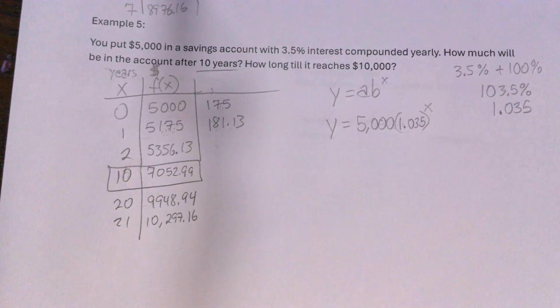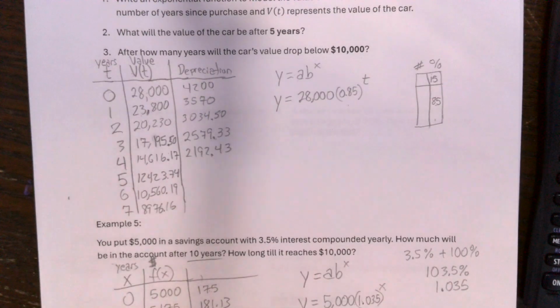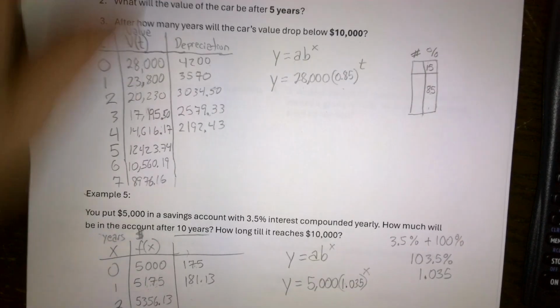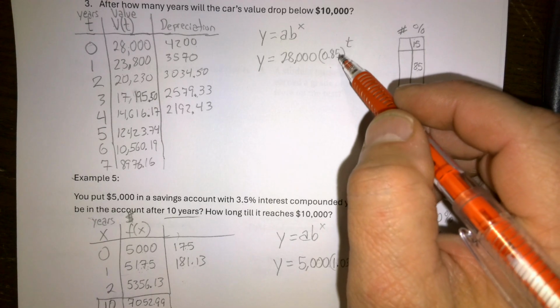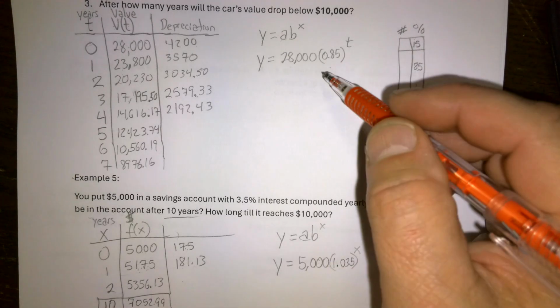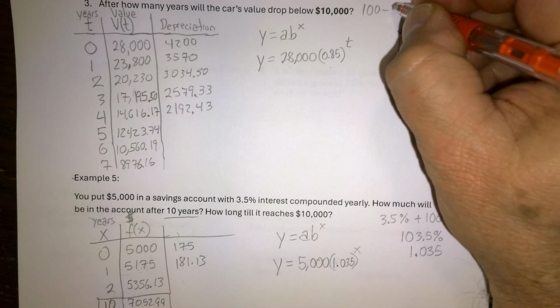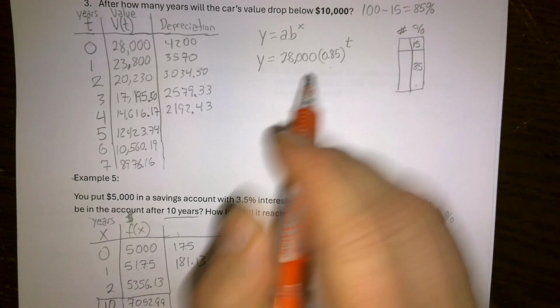All right. So just a recap on this. With these two problems, we've dealt with percents in both of them. If you're dealing with a value where it's depreciation, you actually want to take the percent that it's decreasing and subtract it from 100. So 100 minus our 15, that gave us our 85% that we're using to calculate the depreciation.